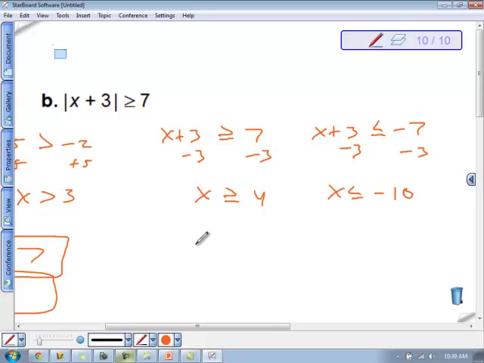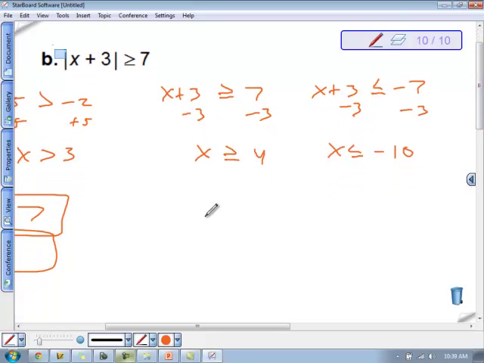Okay? Now, let's see. How are we going to write this? This one I cannot write as a compound inequality. Because if you try to put the small number first and the big number, and put x in the middle, x is less than or equal to -10, and x is greater than or equal to 4. So this one you cannot write as a compound inequality.